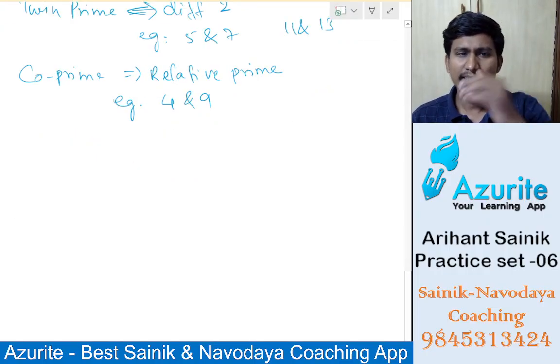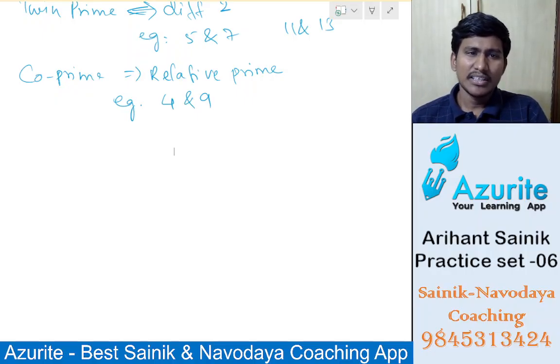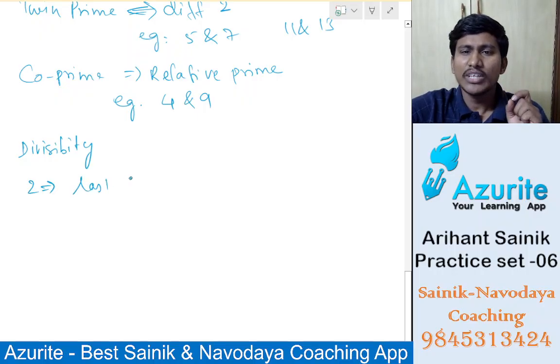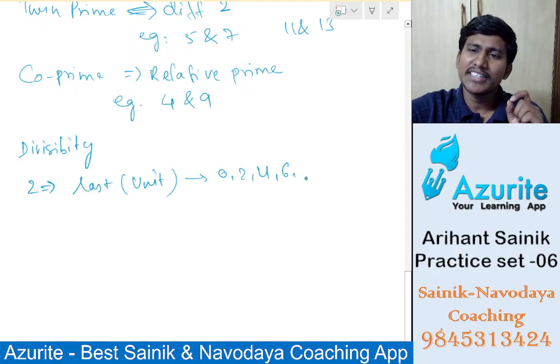Now let's go to the next. Yes, so next is about numbers, right? Let's go for tests of divisibility. So those are the divisibility rules. What are the divisibility rules? The divisibility rule for 2 is that the last digit, the unit digit, should be 0, 2, 4, 6, 8, that is, it should be an even number.